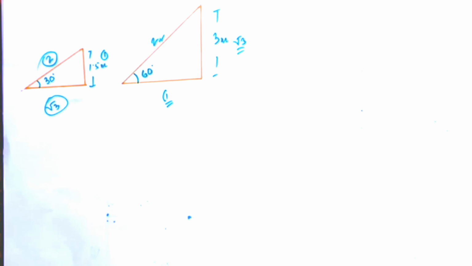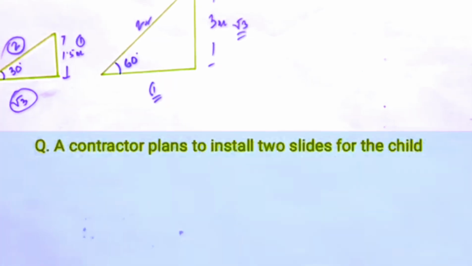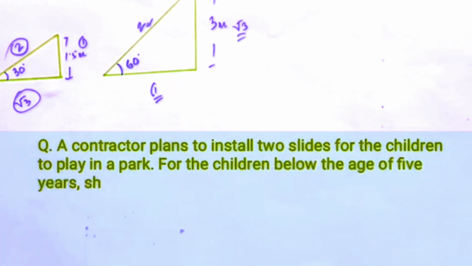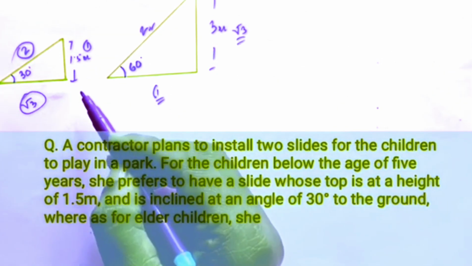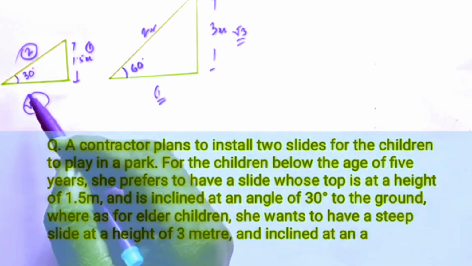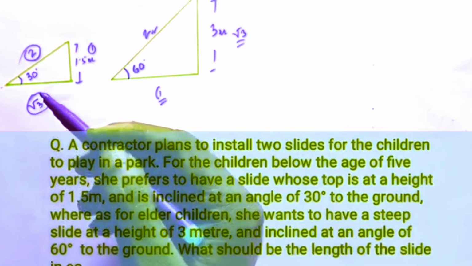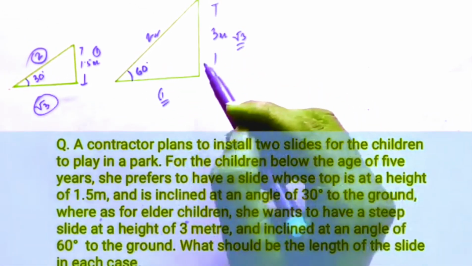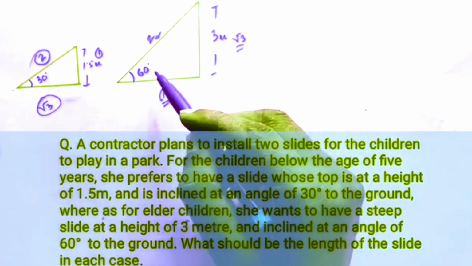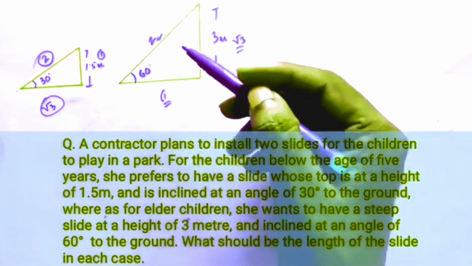A question is here. A contractor plans to install 2 slides for the children to play in a park. For the children below the age of 5 years, he prefers to have a slide whose top is at height of 1.5 meter and is inclined at 30 degree to the ground. Whereas for elder children, she wants to have a steep slide at a height of 3 meter and inclined at an angle of 60 degree to the ground. What should be the length of the slide in each case? We have to find out this one in this case and this one in this case.